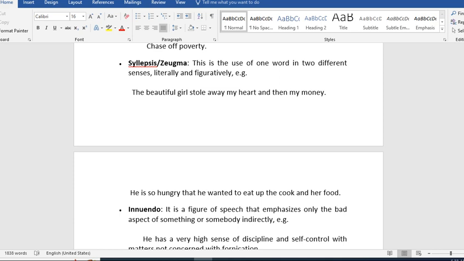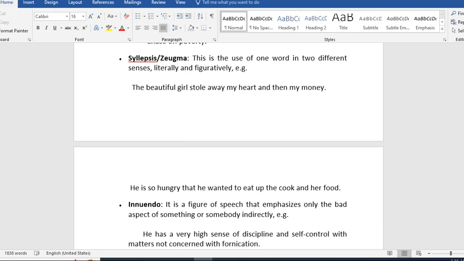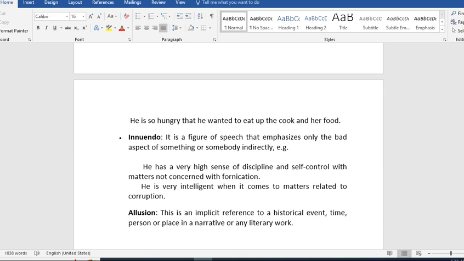You know, "stole away my heart" is figurative, while "stole away my money" is literal meaning. Stealing away somebody's heart has to do with love, not that they remove the person's heart. Another: he is so hungry that he wanted to eat up the cook and her food. That is both figurative and literal.